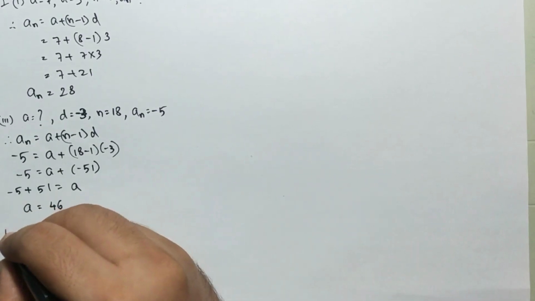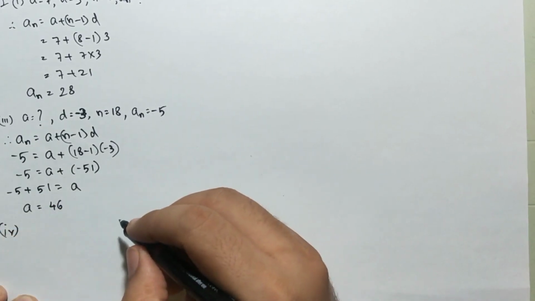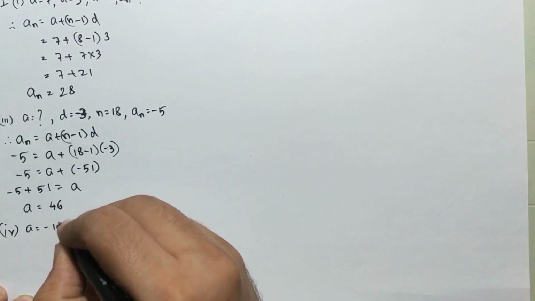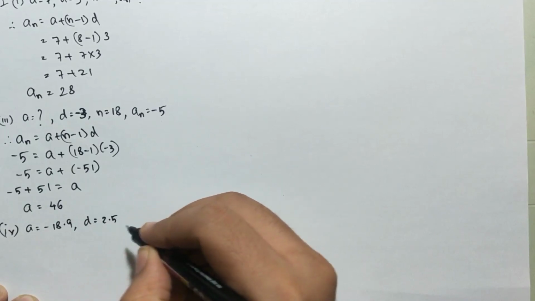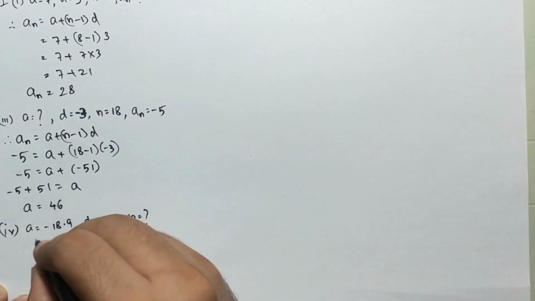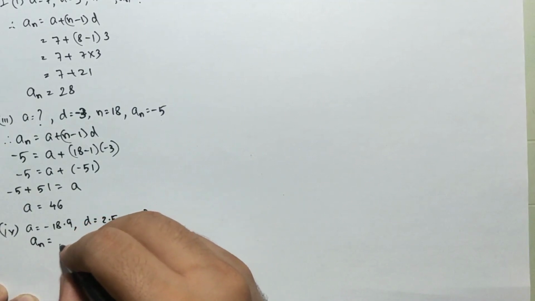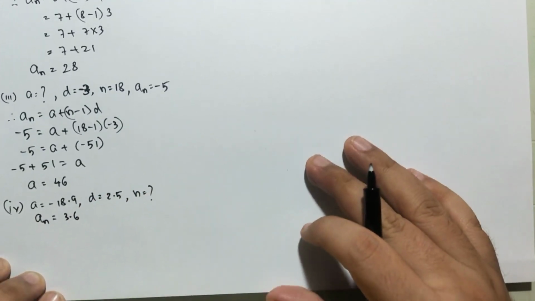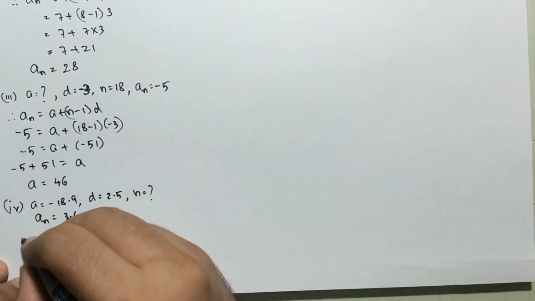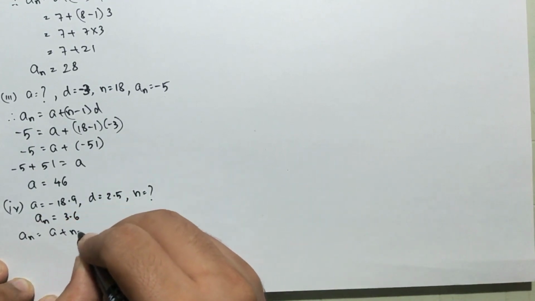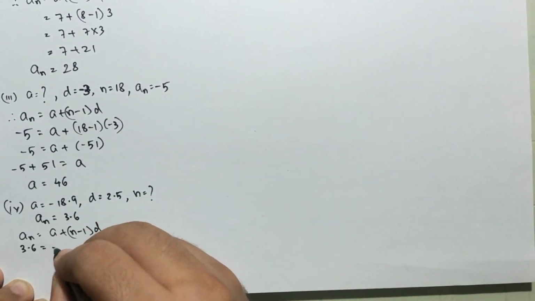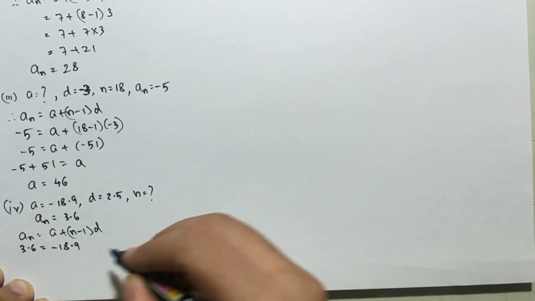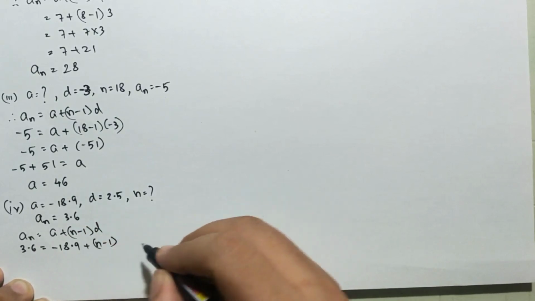Fourth question. A is given minus 18.9. D is given 2.5. N is not given and nth term is given 3.6. Using the formula, the formula is An equals to A plus n minus 1 D. An is 3.6. A is minus 18.9 plus, we don't know n, so I am keeping n as it is. D is 2.5.